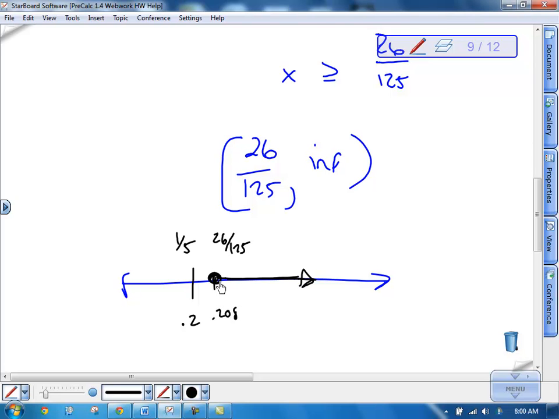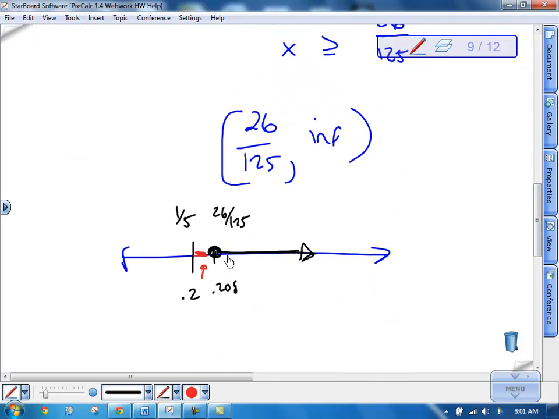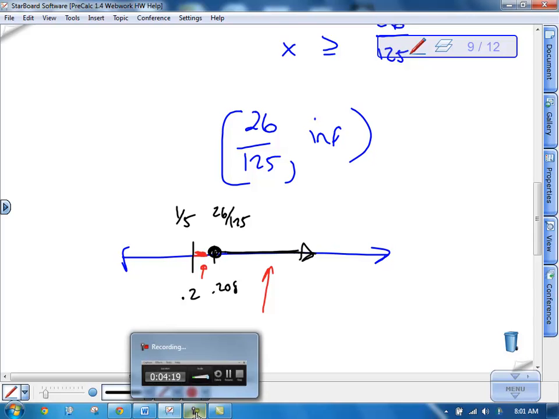So 0.208 is basically more restricted because these values we just found out don't work. These values right in between 0.2 and 0.208 don't work in this function. When you plug them into this function, you get a negative number. So you have to take your most restricted domain, and that's the most restricted right there. We have to throw out those values. And it's a really tough problem.